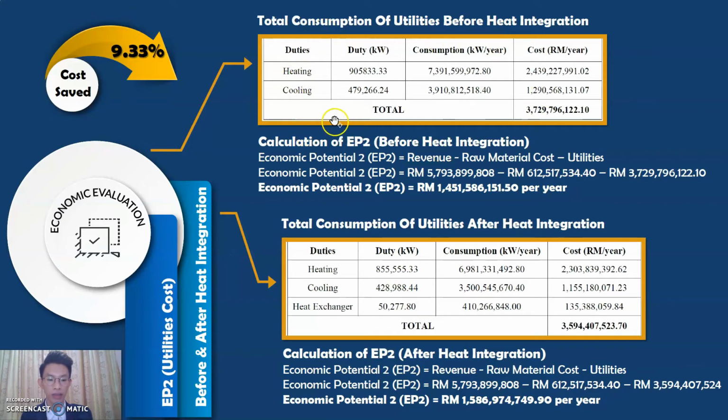Before heat integration is done, the EP2 calculated is 1.45 billion ringgit Malaysia per annum due to the heating and cooling duties of the plant. After heat integration is done and heat exchangers are introduced to the system, the total consumption of the utilities got reduced and the EP2 becomes slightly higher at 1.59 billion ringgit Malaysia per annum. And this actually shows a 9.33% reduction in the total cost required, and this also indicates that the design definitely has great feasibility to generate profit in the future.